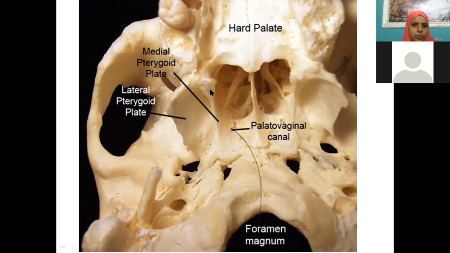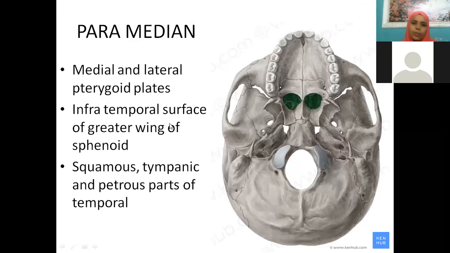So this is the medial pterygoid plate, lateral pterygoid plate. Suppose this is midline structures; on either side of the midline, you call it paramedian. So we have these two plates, medial pterygoid plate and lateral pterygoid plate. This forms the infratemporal surface of the greater wing, this area completely. Infratemporal surface of the greater wing of the sphenoid bone. So what is the paramedian area showing?